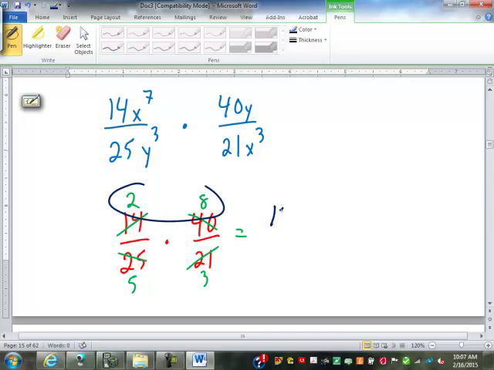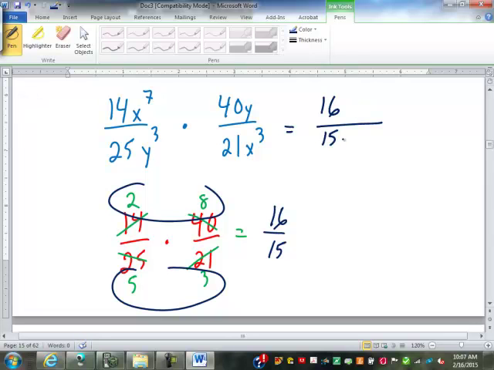Multiply. 2 times 8 is 16. 5 times 3 is 15. The top's bigger than the bottom. Is that a problem? No, we cannot do that. When there's variables in there, remember, we cannot make it a mixed number. It has to stay as an improper fraction. So this would be 16 over 15. We really, really want to make it 1 and 1/15 because we're so used to doing that. But we can't.